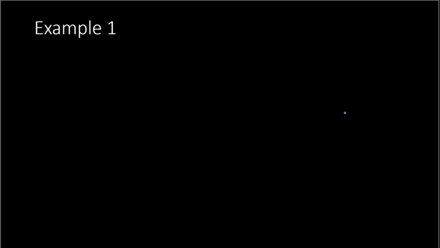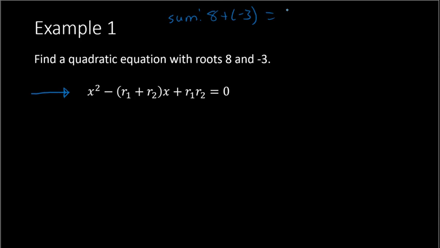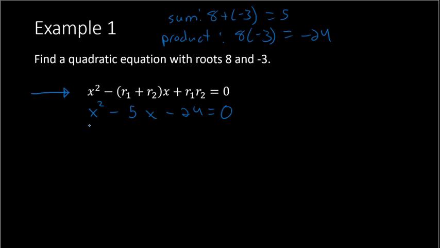Example 1: we're trying to find a quadratic equation with roots 8 and negative 3. As we stated, we can use this theorem and basically plug in numbers. The sum, if we add the roots together, is 8 plus negative 3, which gives us 5. The product is 8 times negative 3, which equals negative 24. So we put that right in here: the minus, opposite of 5, the sum, so minus 5x, and r1 times r2 would be plus a negative 24, which we can write as minus 24, equals 0. So this is our equation.